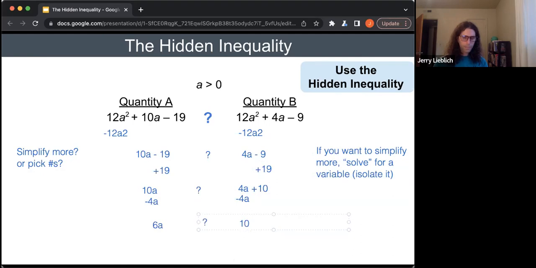I could plug in here or I could keep going. I want to keep going. Personally, I find it easier to do algebra than to plug stuff in. So I'm going to divide both sides by 6 and get a versus 5/3.